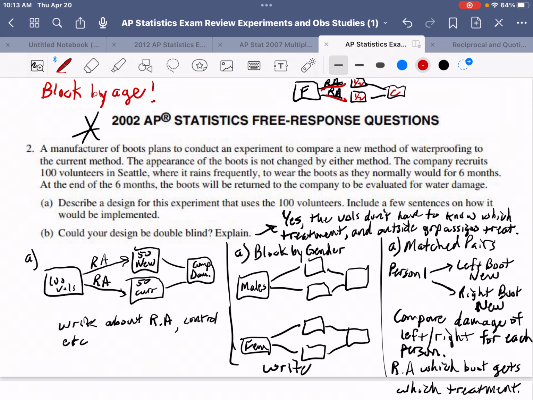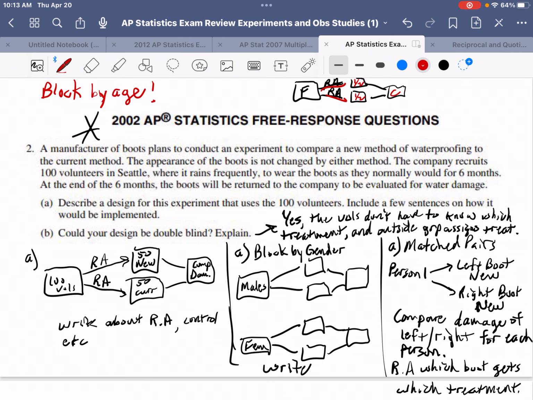Year 2002, which was one that you've already looked at, is free response question number 2. I encourage you to look up and read this problem's scoring rubric if you have not already. Many people scored a 3 on this, which is pretty good, but it took a special answer to score a 4. This was about boots and comparing a new method of waterproofing to a current method of waterproofing, and Part A was describe a design. It didn't say describe a completely random or a block design. It said describe a design for this experiment that uses the 100 volunteers.